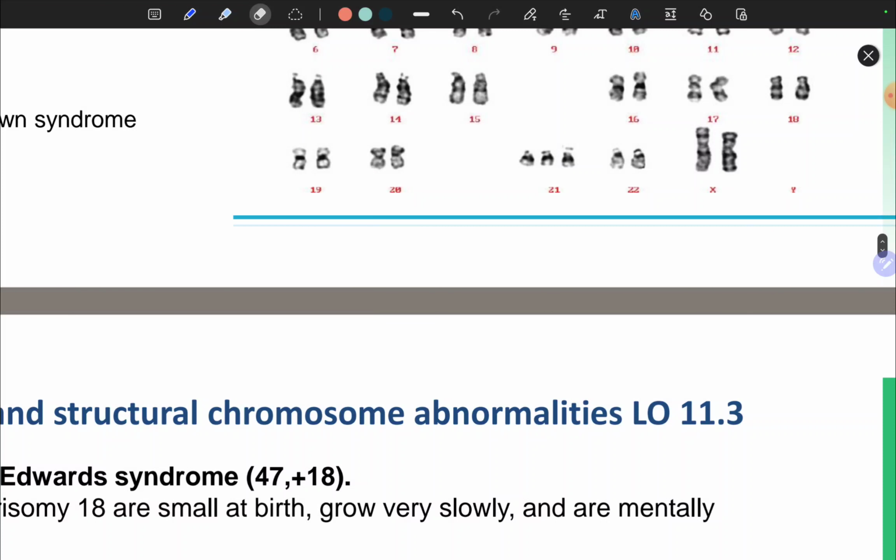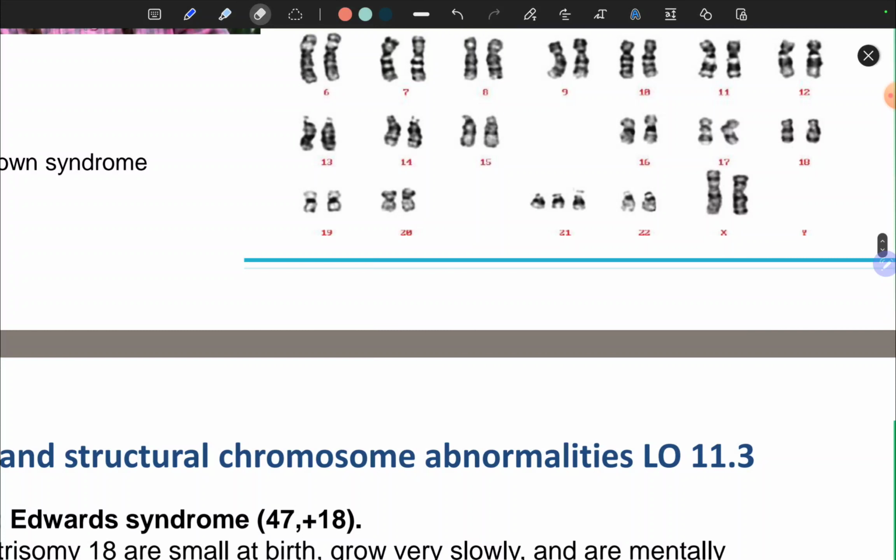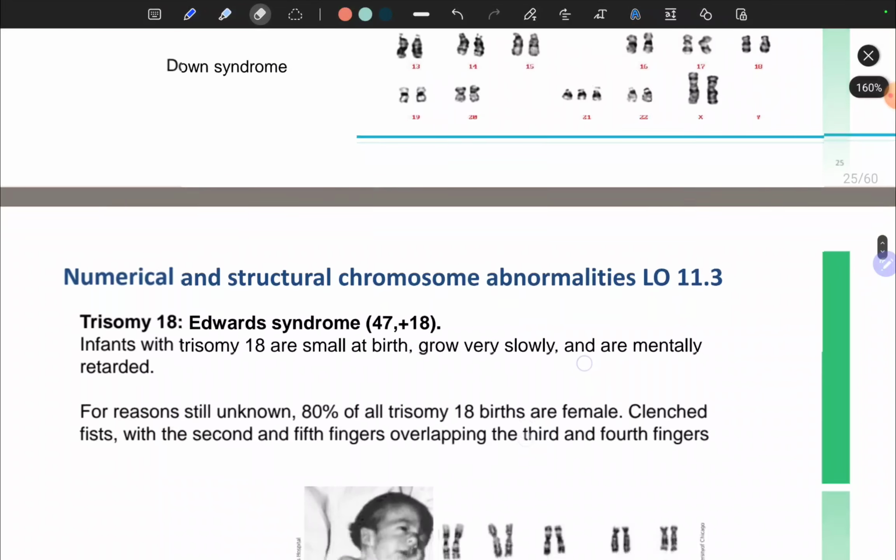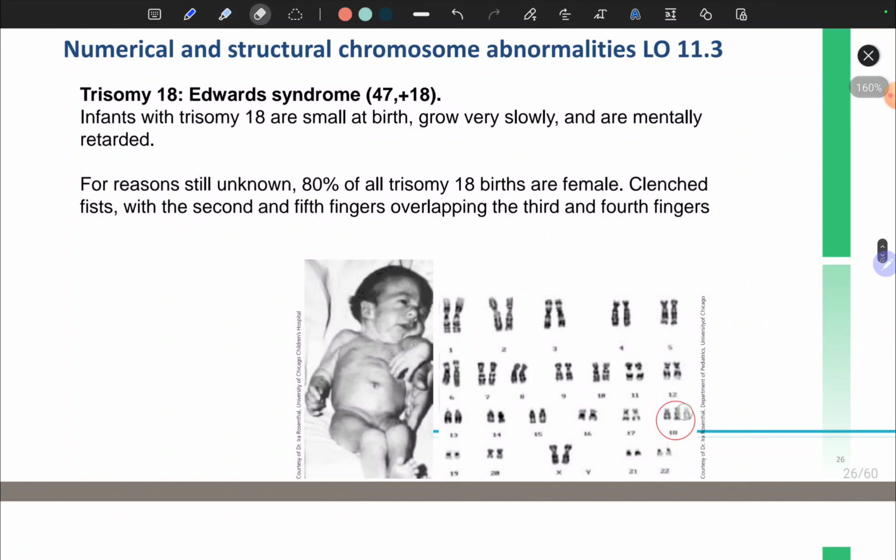Trisomy 18, which is Edwards syndrome, which is 47 plus 18. When you say plus 18, meaning the chromosome number 18 is extra. So this is the 18.